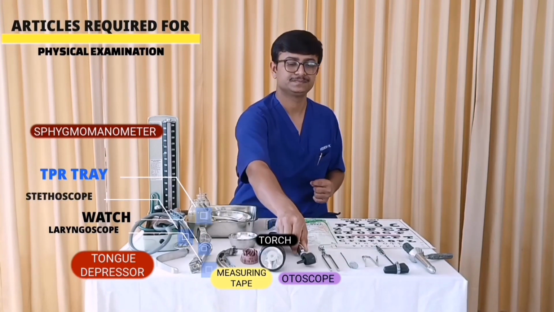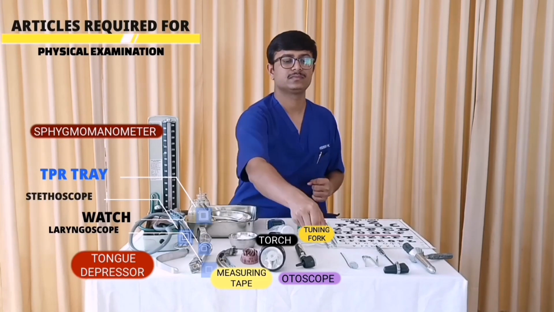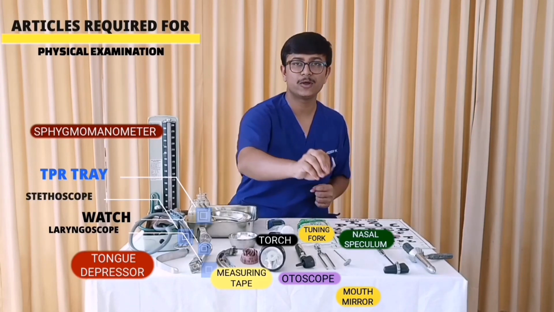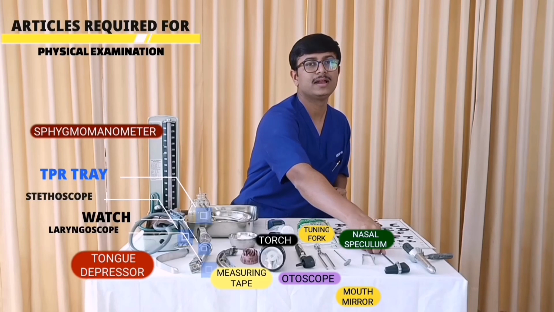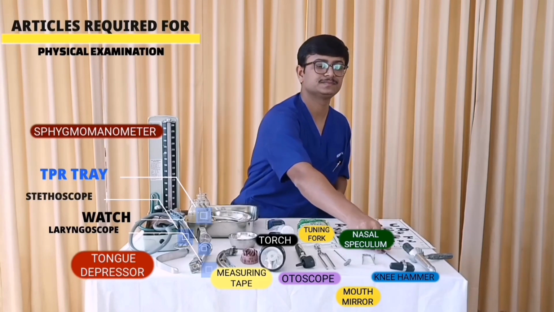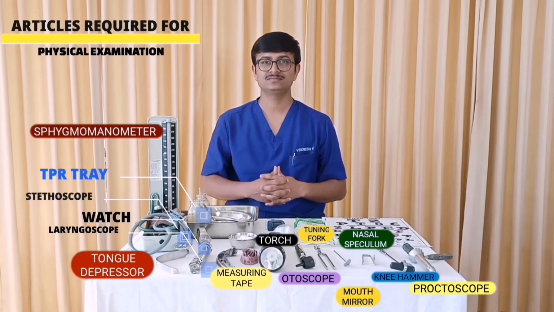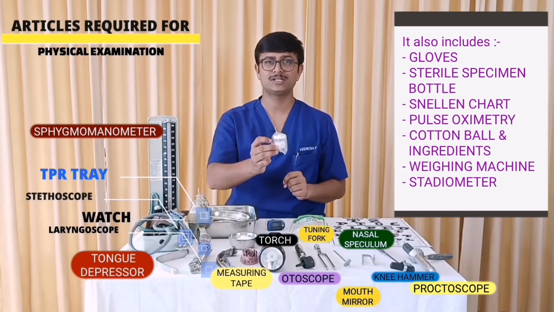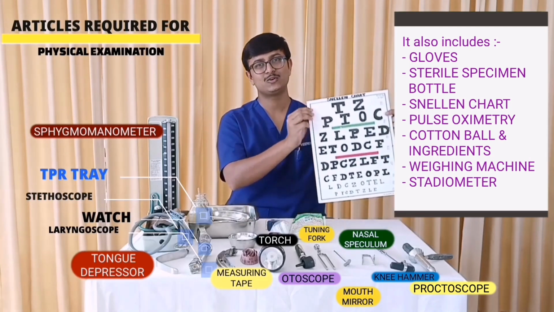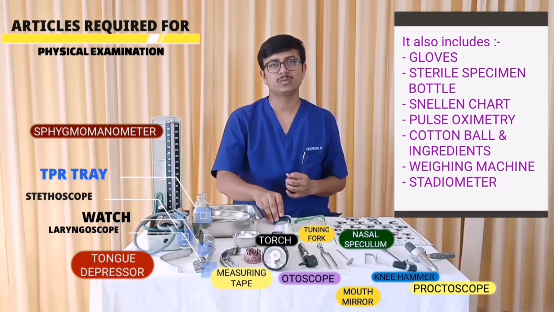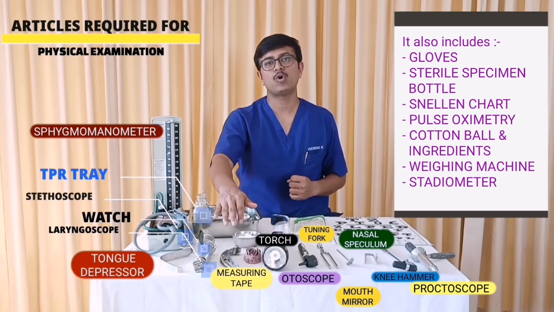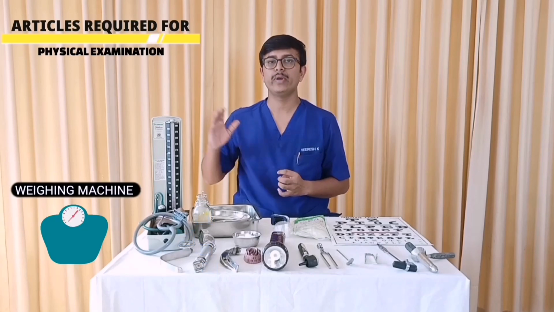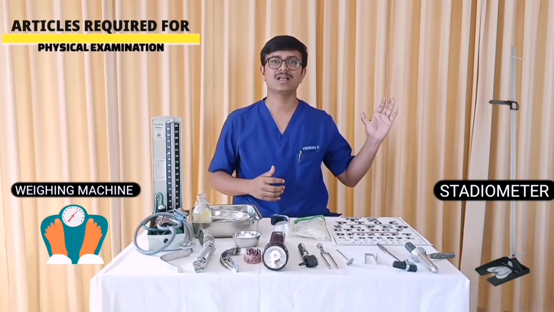an otoscope to examine the ear, a tuning fork to test the hearing, a mouth mirror to look at gums or teeth, a nasal speculum to examine the nostrils, a knee hammer to test for reflexes, a proctoscope to examine the rectum, gloves to examine the body, a sterile specimen bottle to collect specimens if necessary, a Snellen chart to measure visual acuity, a pulse oximeter to monitor SpO2 level, cotton ball and some ingredients like sugar, salt, and coffee powder to know sensory function, a weighing machine to check the weight, and a stadiometer to check the height.